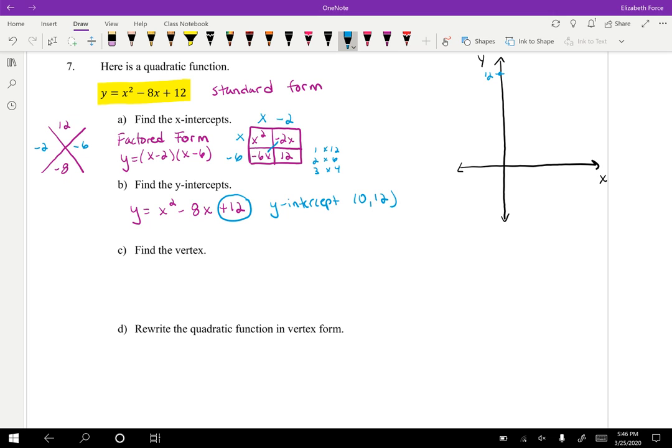Now that we have it in factored form, boom, we know our x-intercepts. One of our zeros is at positive 2, because 2 minus 2 is 0, and our other zero is at positive 6, because 6 minus 6 is going to give you 0. So I've got my x-intercepts at 2 and 6. So 1, 2, 3, 4, 5, 6. So at positive 2 and 6.